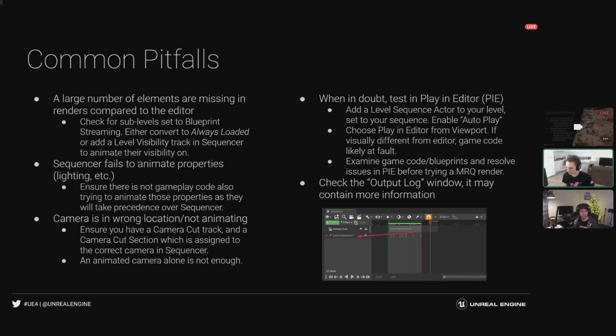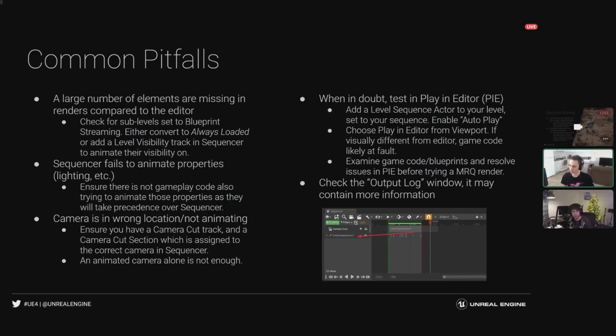If what you see in PIE is different than what you're seeing in the editor, this means that you likely have game code that is fighting with sequencer. And so you're going to want to get those resolved before you try doing a movie render queue render, because it's going to have the same problem.